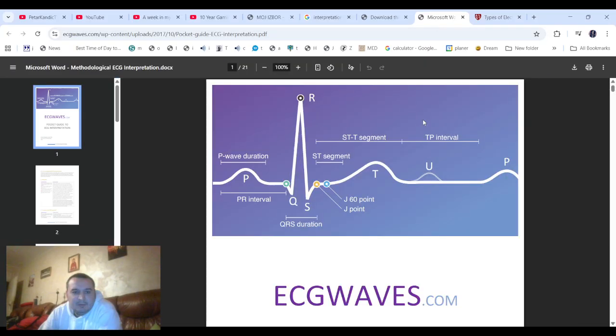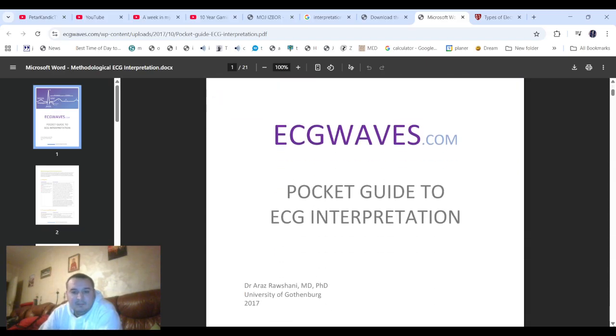See, so here we have the P wave, PR interval, QRS duration. This is the QRS complex. We have J60 point, which, this is the ST segment. From this S right here to T right here, ST segment. And then we have the TP interval, from T here to P here, which is the start of a new contraction.